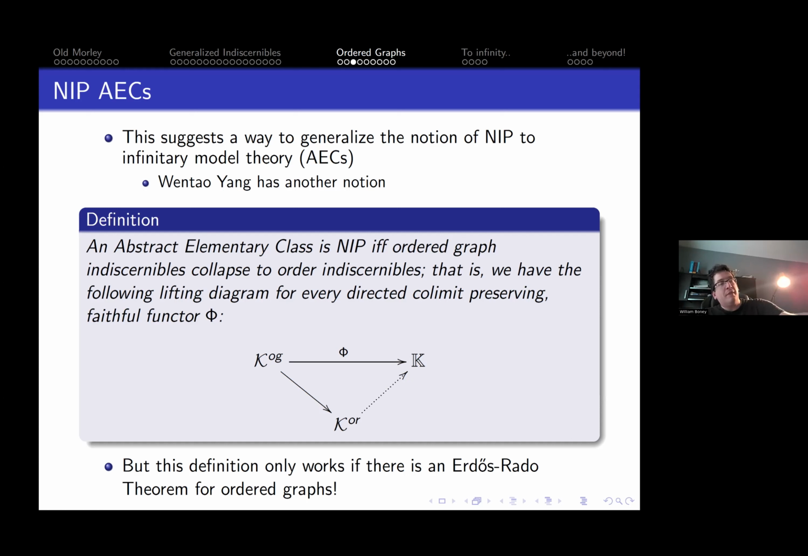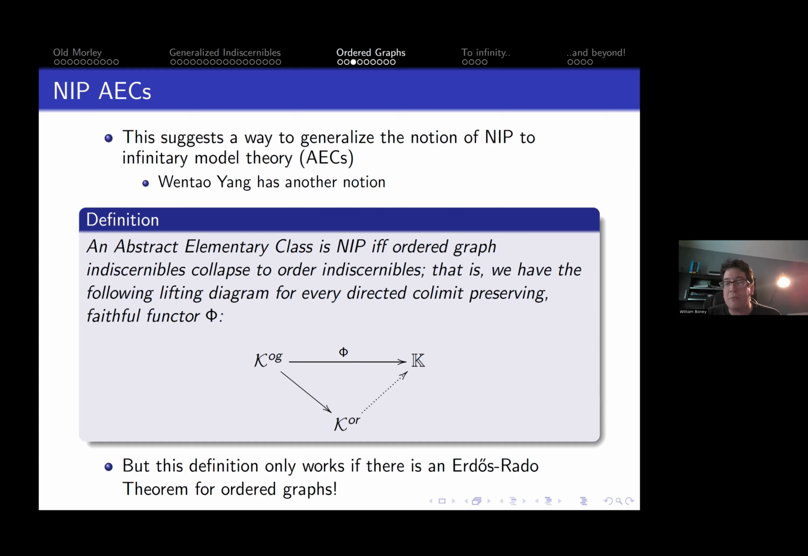Okay, but this definition is great, but it only actually means anything if there are ordered graph indiscernibles in K, right? Otherwise, it's a vacuous universal quantification. Every AEC is NIP, and it's a useless definition.